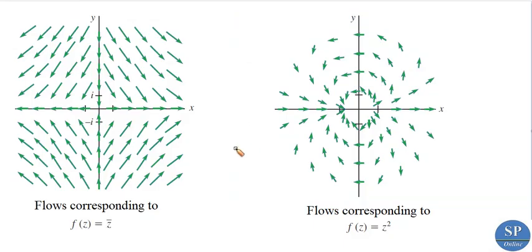For example, consider the function f of z is equal to z bar. Z bar means x minus iy. സോ ഈ ഫംഗ്ഷൻ്റെ കറസ്പോണ്ടിങ് ആയിട്ടുള്ള ഫ്ലോസ് ഈ രൂപത്തിൽ വരും. അതുപോലെ തന്നെ f of z is equal to z square, the flows corresponding to this complex function are of this form.